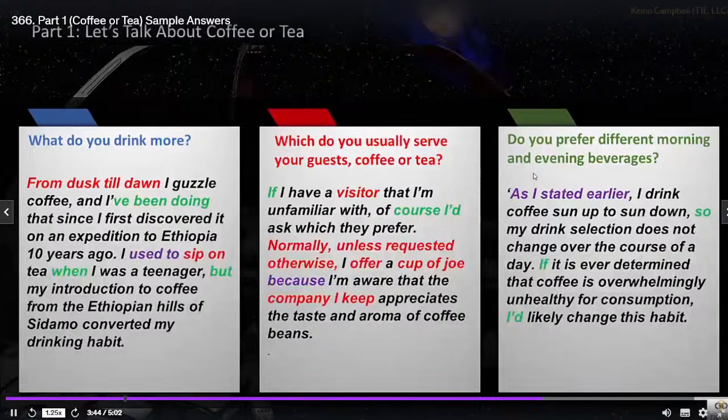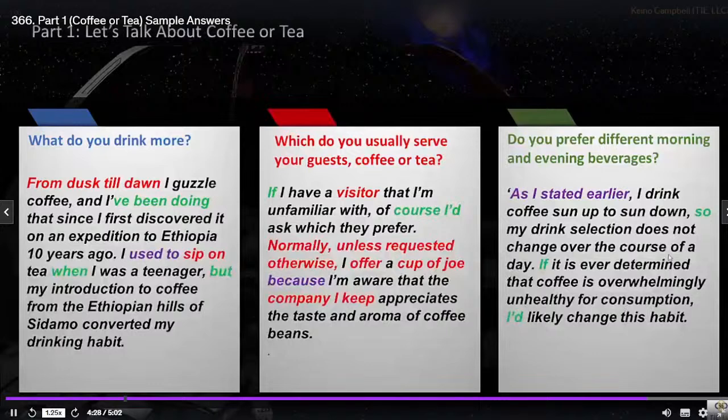Next, do you prefer different morning and evening beverages? As I stated earlier, I drink coffee sun up to sundown, so my drink selection does not change over the course of a day. If it is ever determined that coffee is overwhelmingly unhealthy for consumption, I likely change this habit. Right? A lot of good words there, a lot of advanced level English words. Determined instead of decided. Overwhelmingly unhealthy, really good collocation there. Consumption, okay, instead of drinking or drink. Really good language. That's what you want to be able to use.